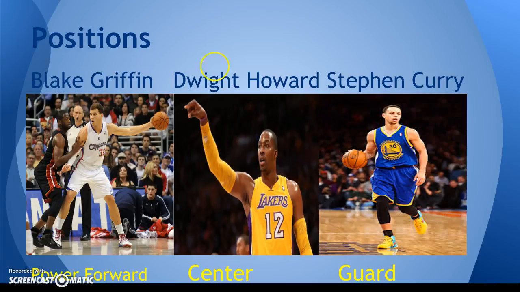Positions. Right here, this is Blake Griffin. He is a power forward. This is Dwight Howard. He's a center. And this is Stephen Curry. He is a point guard / shooting guard.